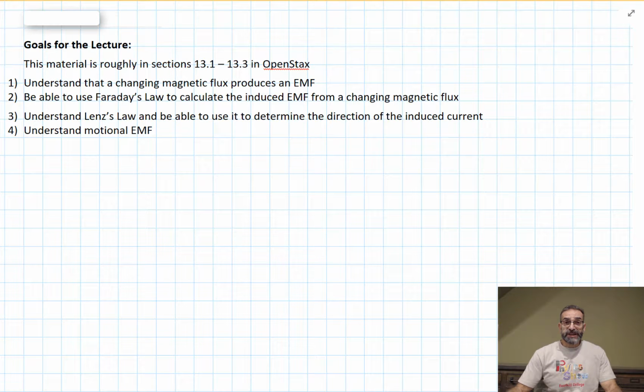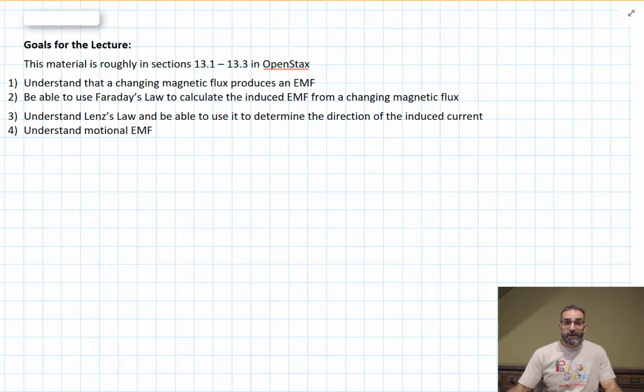In addition to a changing magnetic flux through a closed loop of wire causing an EMF, there's another way we can get an EMF induced in a conductor. It doesn't have to be a loop of wire, just a piece of metal. A conductor moving in a magnetic field may experience an EMF across the conductor. Let's take a look at that.